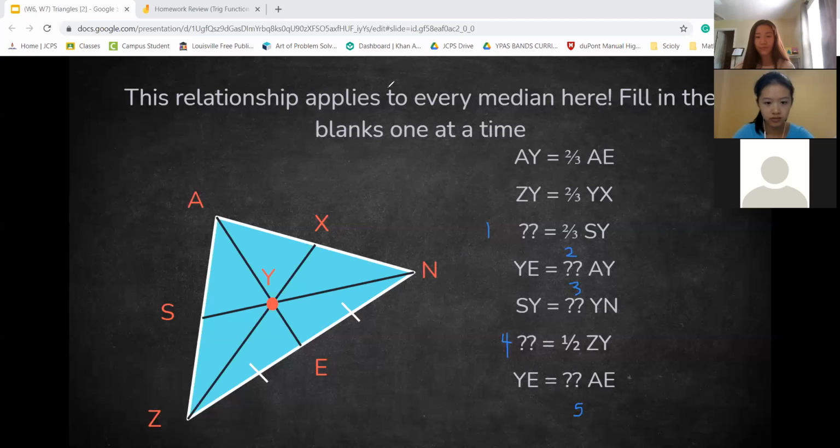What about S? Oh, no. Wait, what? Oh, no.